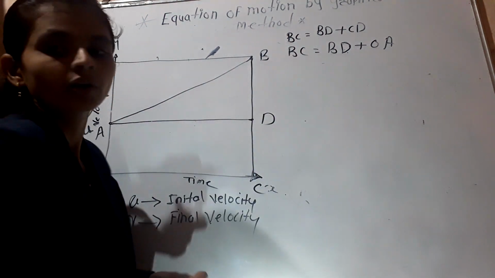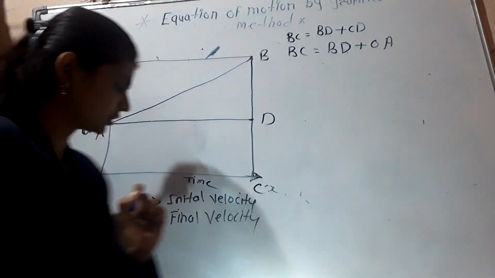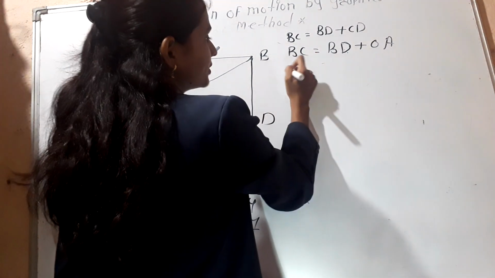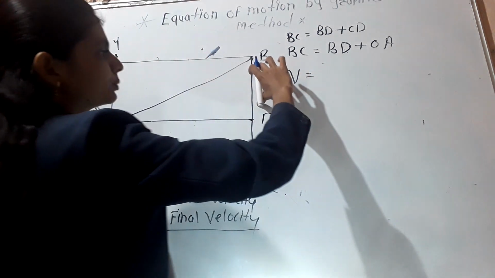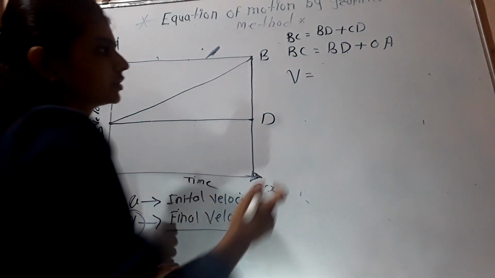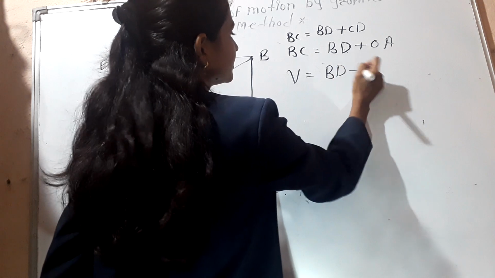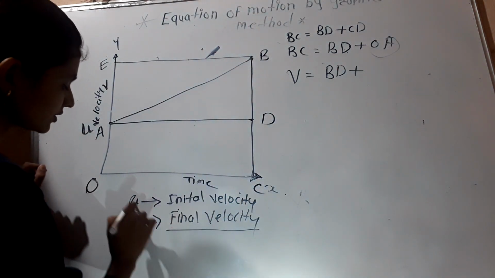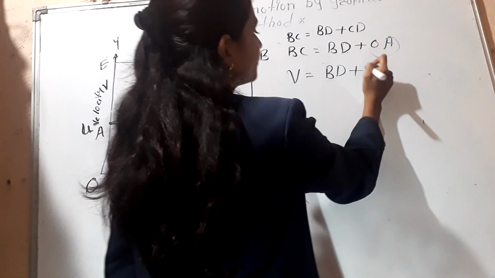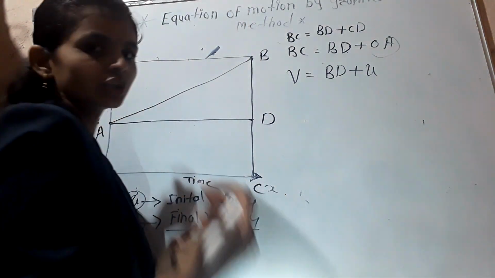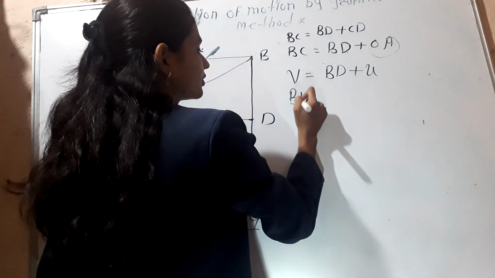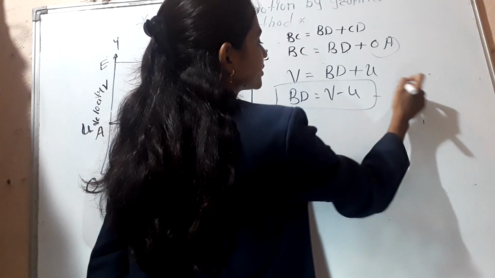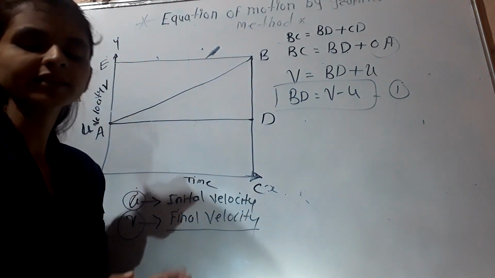BC means the final velocity, and the final velocity is indicated by using V. So instead of BC we can put V. BD is the change in velocity, so write down BD as it is, plus OA. OA is the initial velocity, and the initial velocity is denoted by small u. So V is equal to BD plus U, so BD is equal to V minus U. So the first equation we got is BD is equal to V minus U.